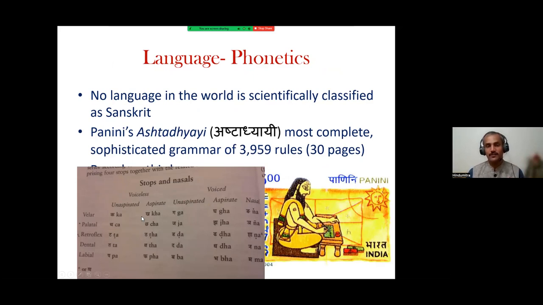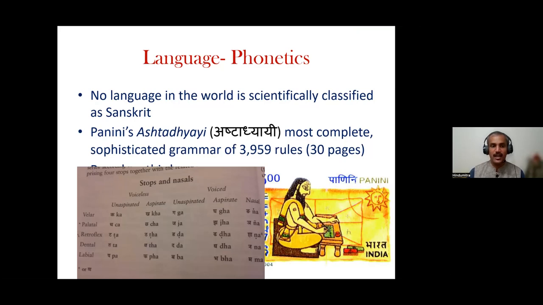The language developed with phonetics, and around 300 BC, a great rishi called Panini created a work called Ashtadhyayi. His work is based on what he heard from his ancestors, but he compiled it in such a concise way that in 30 pages with almost 4,000 rules, you can describe the whole Sanskrit grammar. Even today, it is a feat that no other language has achieved.